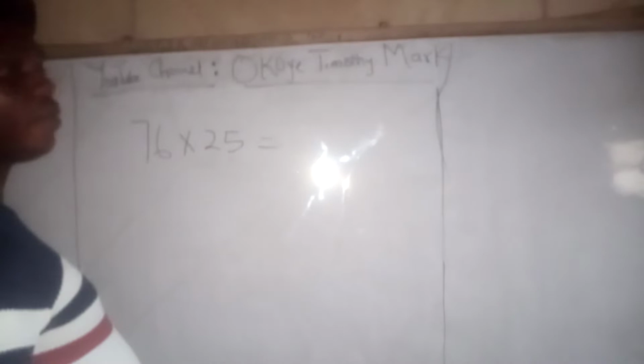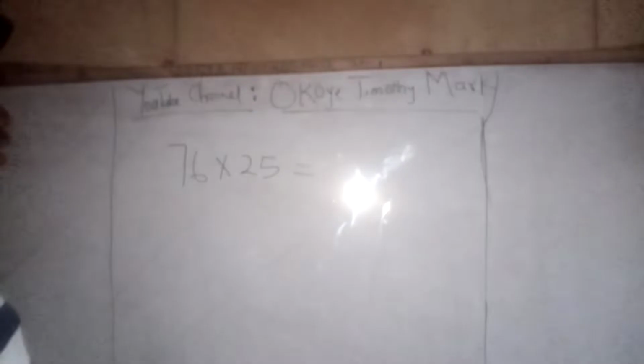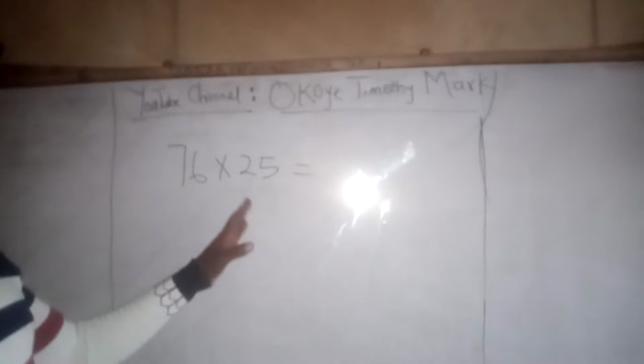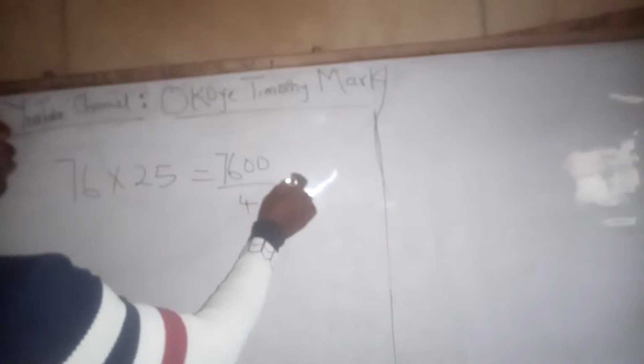Once I have 76 times 25, why are you looking for a calculator? 76 multiplied by 100. Of course, when you multiply a whole number by 100, simply write that number and add two zeros in front of it. So this is like 7600 all over 4, and this is now 1900.